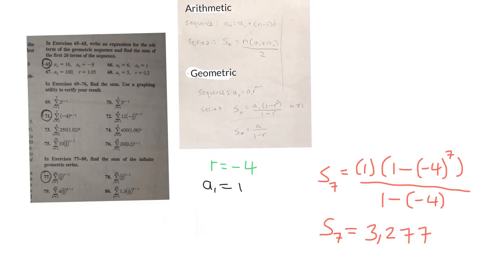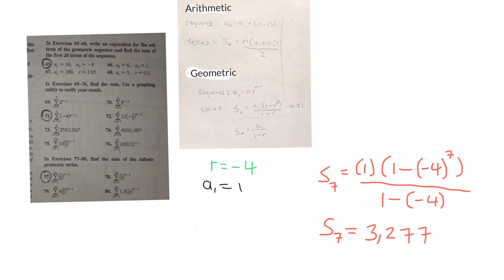You could use the summation feature on the graphing calculator, perfectly fine. And the other way is to actually just kind of work this out. Now, there is that sort of awkward moment where you would have to figure out -4 to the 7th power. Okay, so that would be kind of interesting right there. But nonetheless, you could also plug in the whole thing right into your graphing calculator. And either way, it would give you 3,277. So that's the answer to that one.